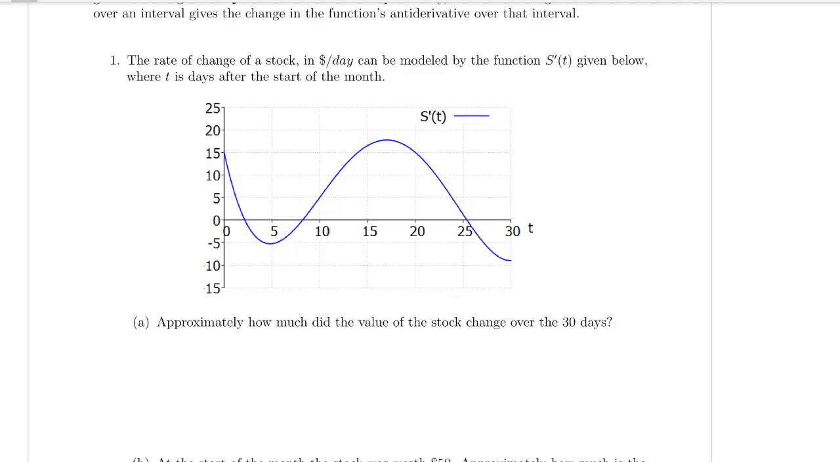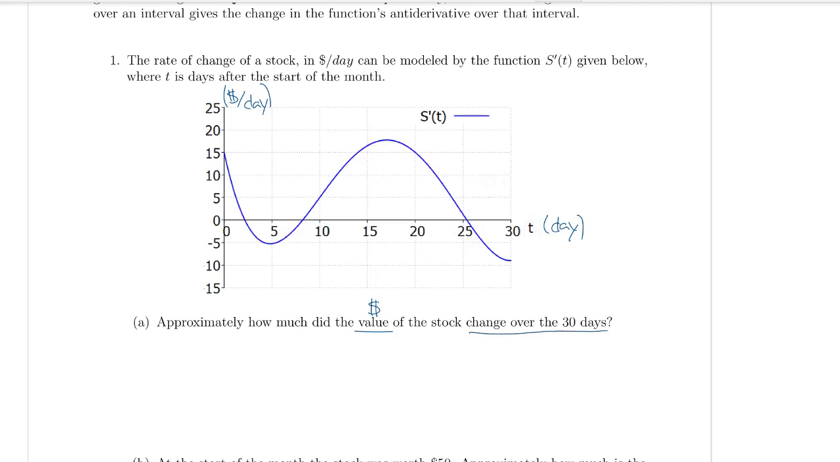Looking at the first problem, we have a function that models the change in the value of a stock in dollars per day. So if the y-axis isn't labeled, I would recommend going ahead and labeling that, as well as the t-axis, or horizontal axis in this case. And so we want to know how much the value of the stock changed over the 30 days. So it's important to notice that the function that they give us, s prime, is how the value is changing per day. So it's dollars per day, and the value we would think of in this case as dollars. So some sort of monetary unit. And so we want to know how that changed over the 30 days.